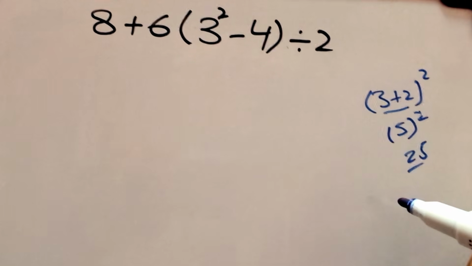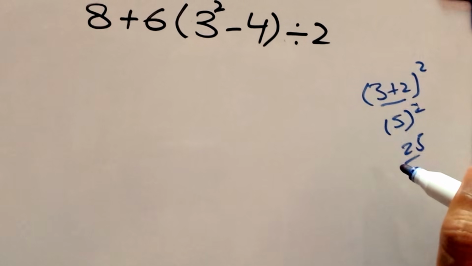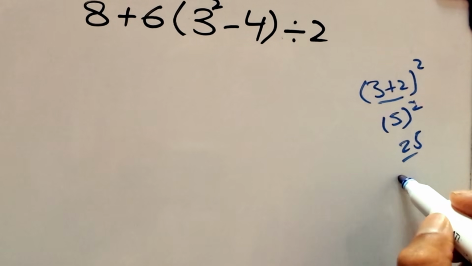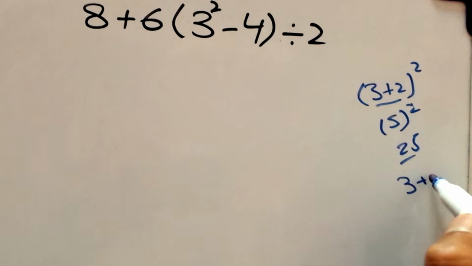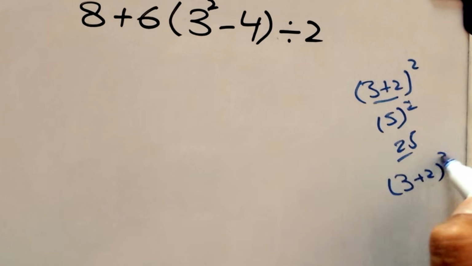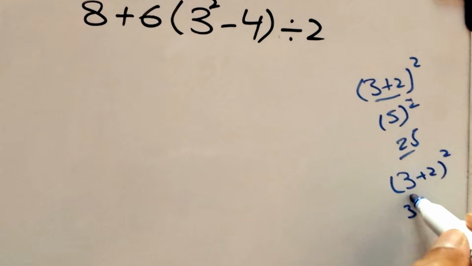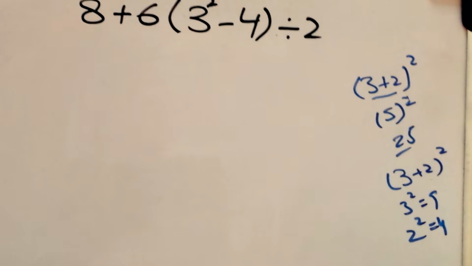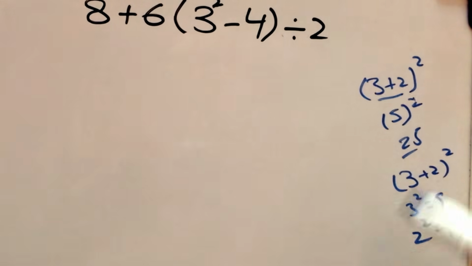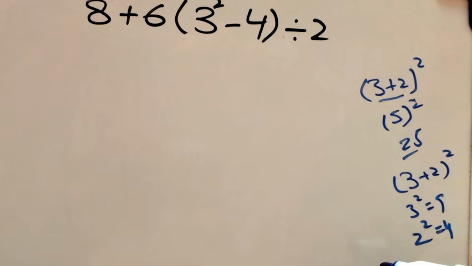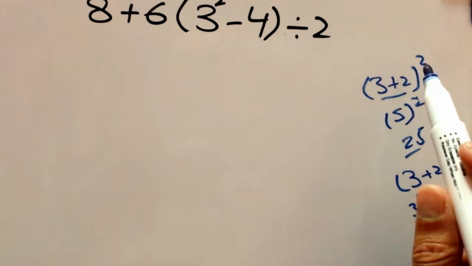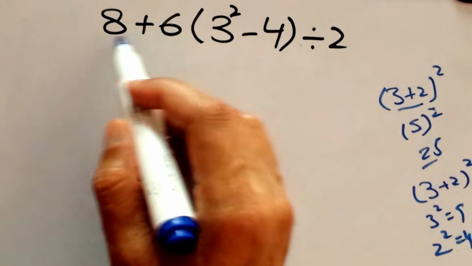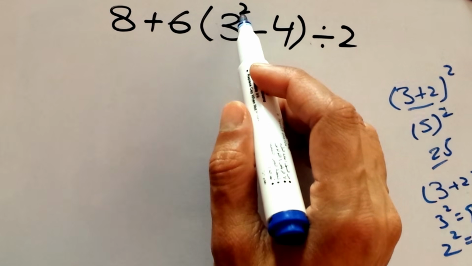So a common mistake: if someone does the exponent first, like 3 plus 2 whole squared, 3 squared equals 9, 2 squared equals 4, right? So that's a different expression, not the same as 3 plus 2 whole squared. So inside the parenthesis first, so exponent.